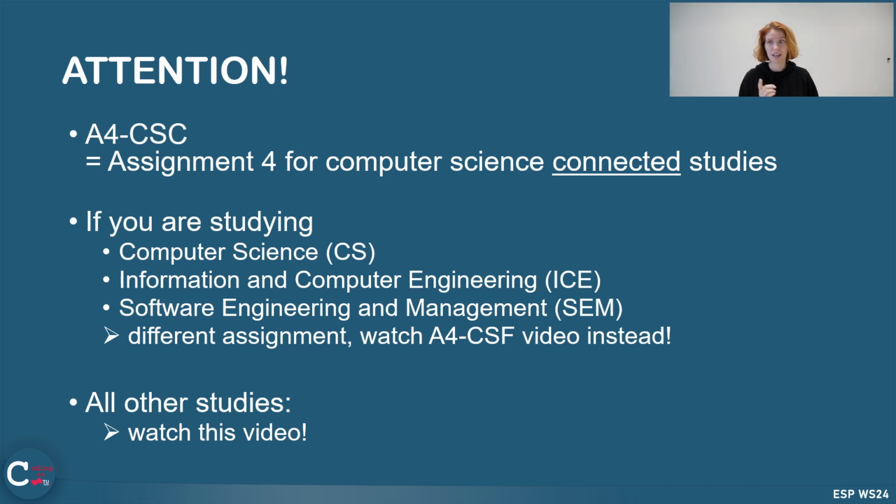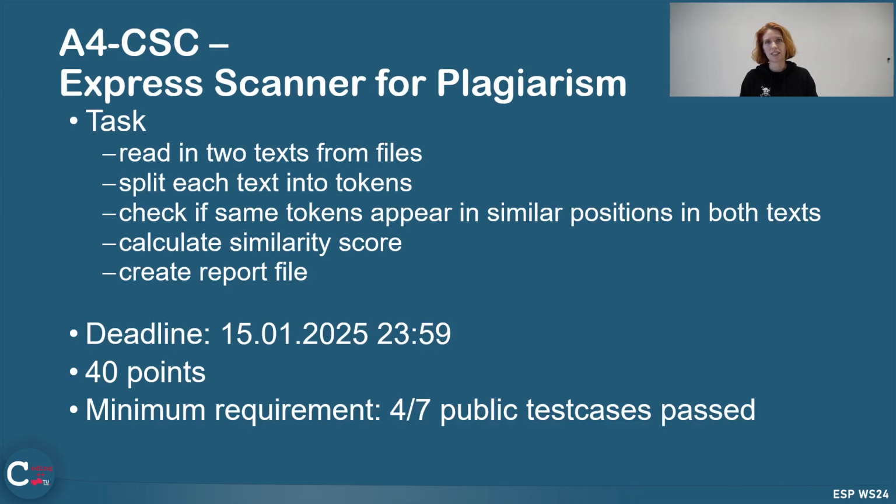All other studies, so if what you're studying is not listed above, please stay here and watch this video. This assignment is for you. So what is A4 CSC? This is what we call the express scanner for plagiarism. Your task is to implement a program that reads in two texts from a file and then splits each text into tokens, small parts of all the words. It then checks if the same token appears in a similar position in both texts. From this, the program should calculate a similarity score of the two texts and then create a report file.